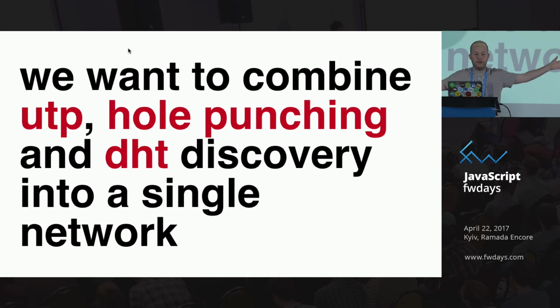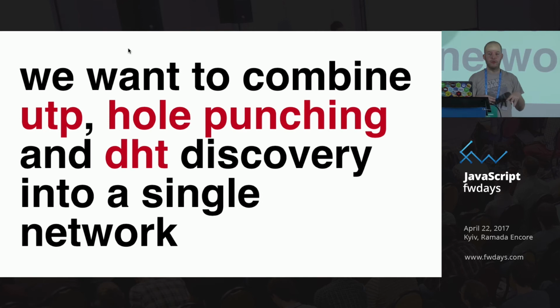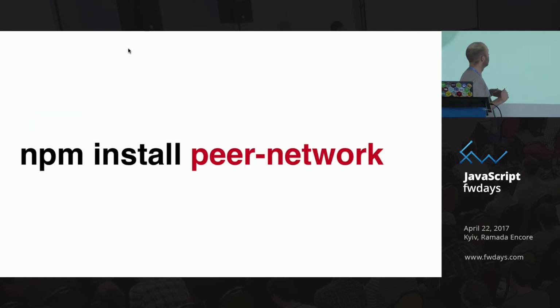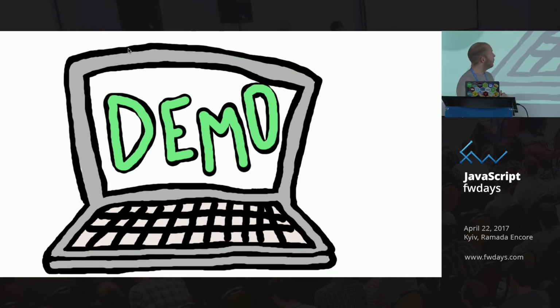But we kind of want to take all of this and bundle it up into one big package, so we don't have to deal with hole punching, DHTs, and UTP. We just want it all to be one thing we can use as a single network. And I wrote that. It's called P network, and it's something I use a lot at work. And I'm going to try and do a demo of that now.